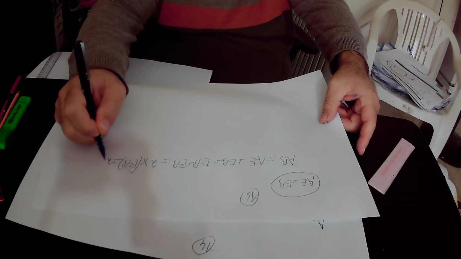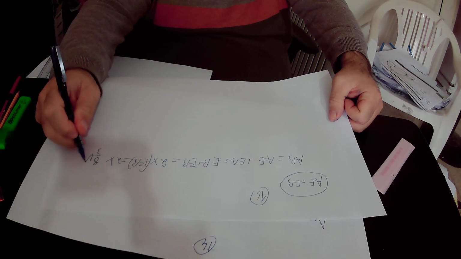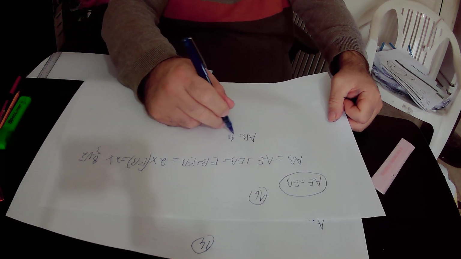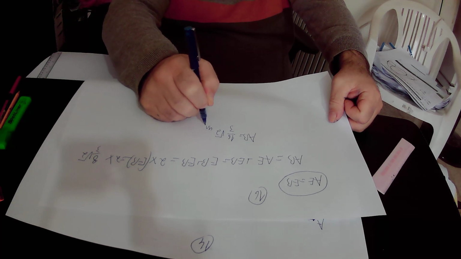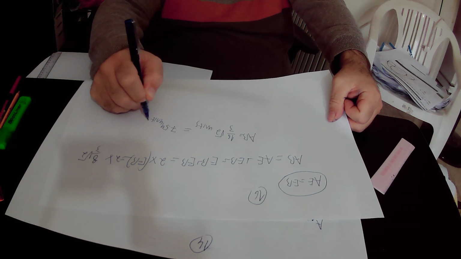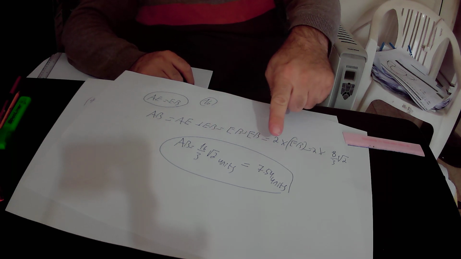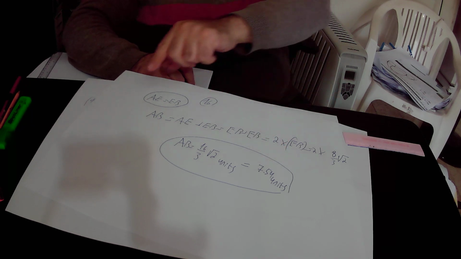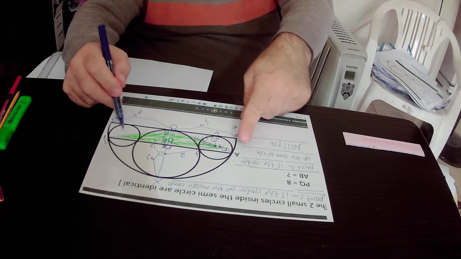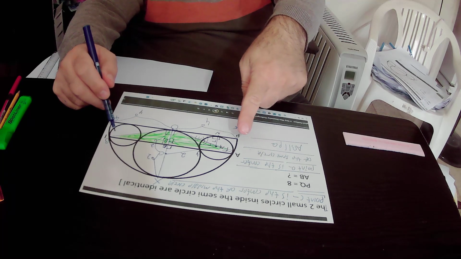And we have already found out that EB equals 8 over 3 times square root of 2 units. So in total we got that AB equals 2 times 8, which is 16 over 3 times square root of 2 units, or in terms of numbers, AB equals 7.54 units. I repeat again, chord AB equals either 16 over 3 times square root of 2 units, or in terms of numbers, chord AB equals 7.54 units.